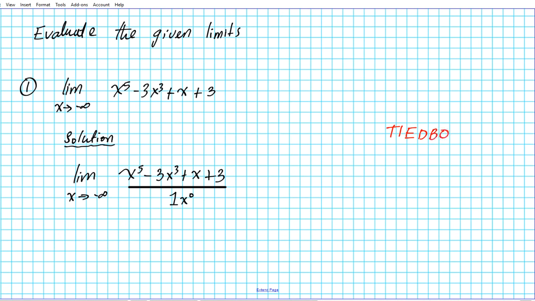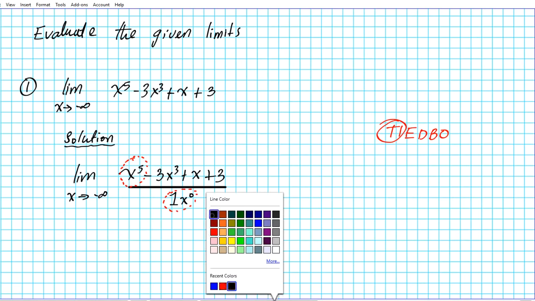Which case are we looking at here? We're looking at top heavy, right? So if you have top heavy, it's plus or minus infinity. Now, in order for us to determine what it is, we're going to take the leading term in the numerator, which is x to the fifth, with its sign, and the leading term in the denominator, which is just 1, or x to the fifth. And then we're going to substitute to see what the answer is.